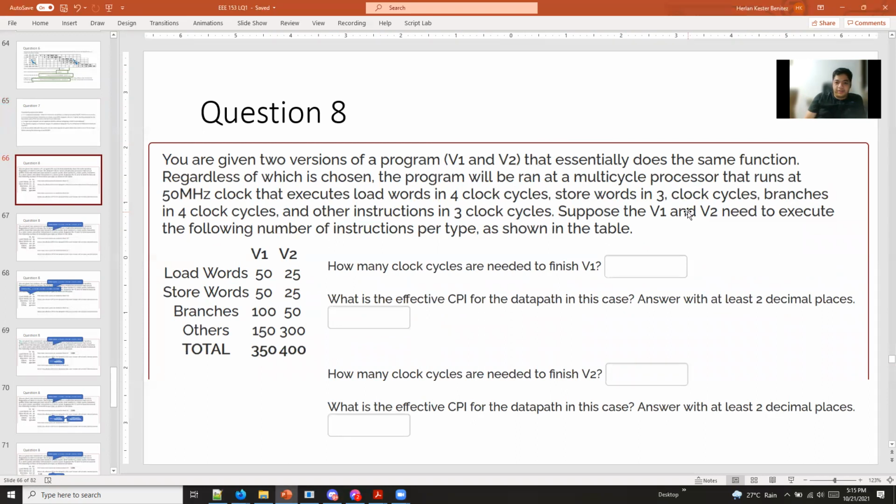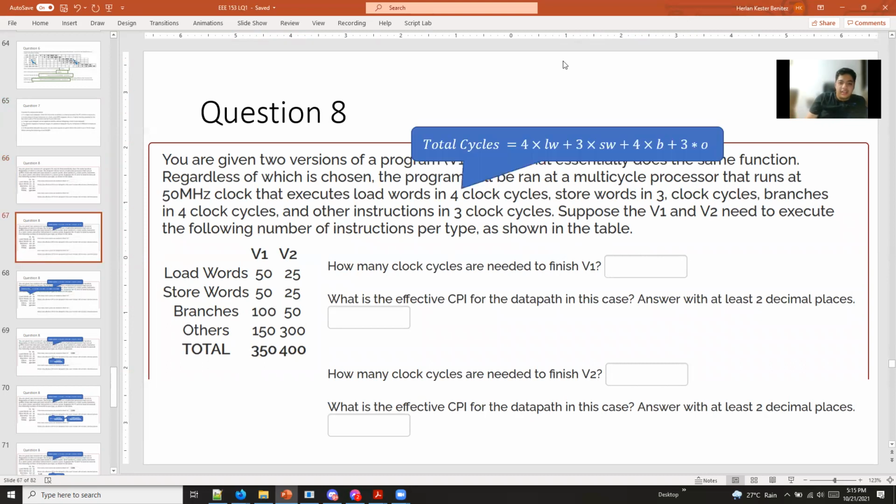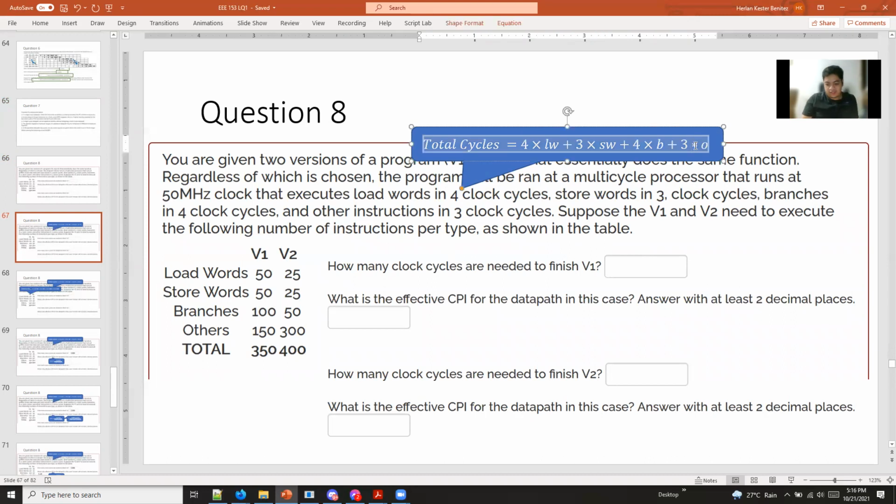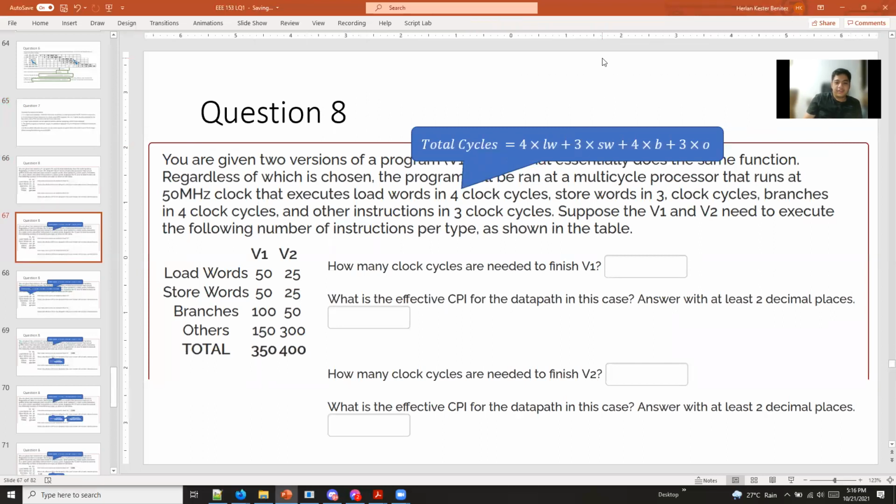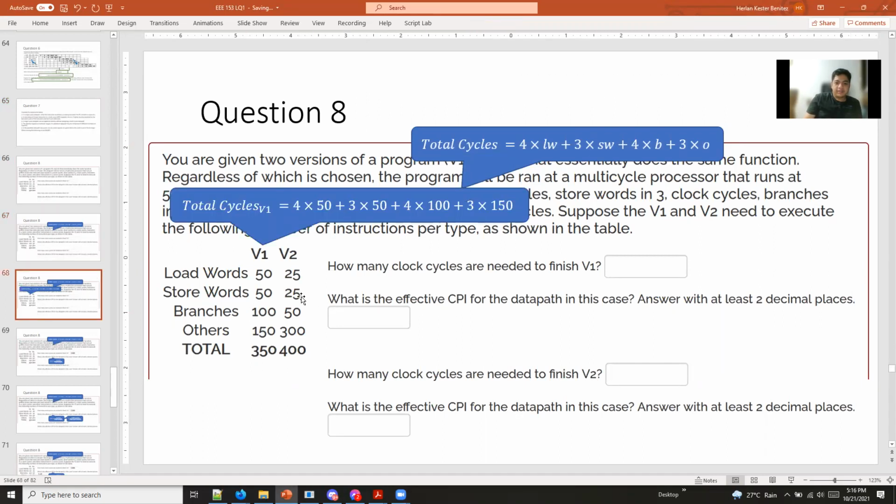So suppose V1 and V2 need to execute the following number of instructions dito. So how many clock cycles are needed to finish V1? So kailangan lang natin mag-summarize, isa-sum up lang pala natin sila. So 4 clock cycles sa load word, 3 sa store word, 4 sa branch, 3 sa others. So yan, plug and play lang. So for V1, 4 times 50, 3 times 50, 4 times 100, 3 times 150.